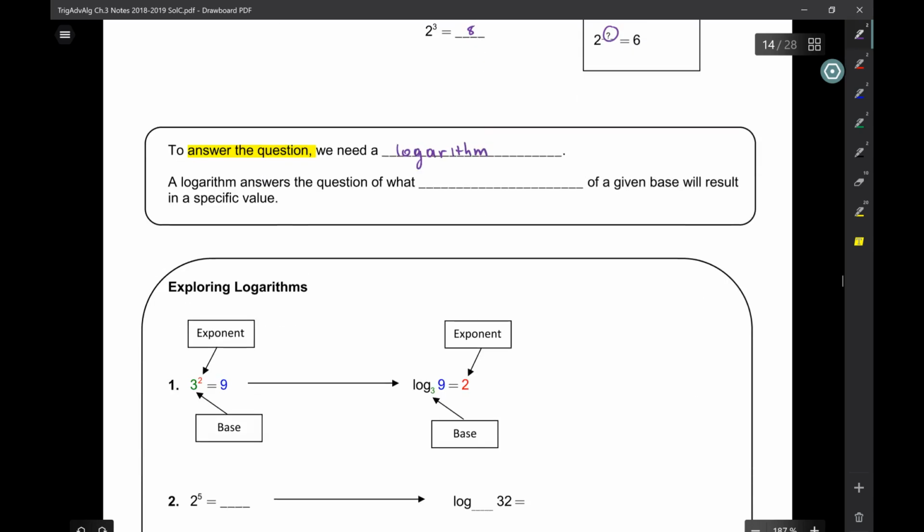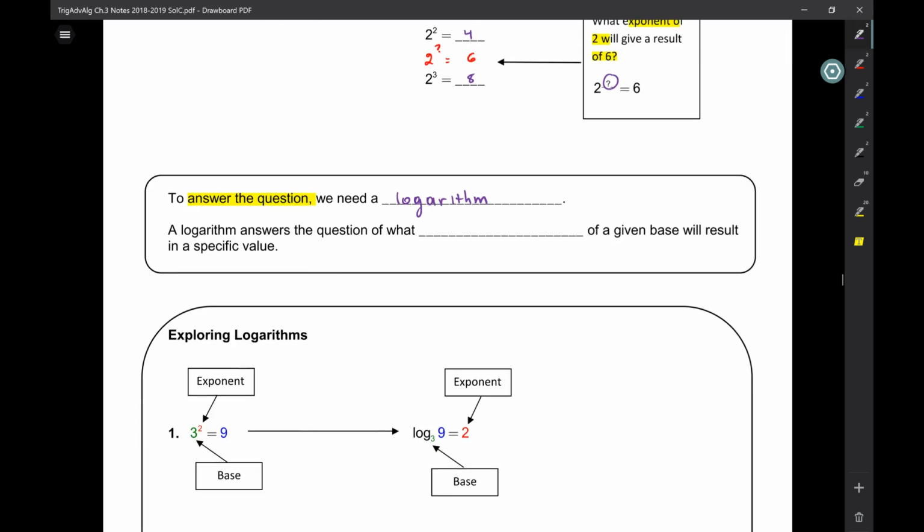Okay? So what is a logarithm? A logarithm is something that answers the question of what exponent of a given base will result in a specific value. So that's a logarithm. So throughout this chapter, I will always ask you, what is a logarithm and what are you going to say? A logarithm is just an exponent. It's the exponent that you're looking for.